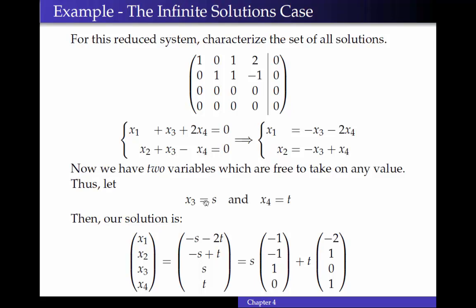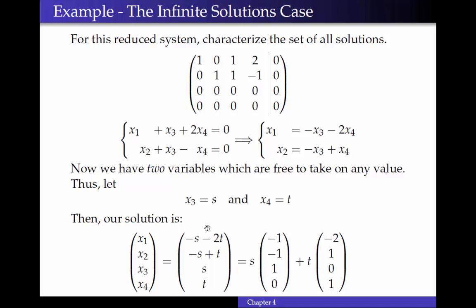So that's what we do. We just let them take on values. So we just make up variables. x3, we'll let that be s. x4, we'll let that be t. So then our solution, x1, is going to be minus s minus 2 times t. x2 will be minus s plus t. And then, as we wrote here, x3 is equal to s and x4 is equal to t.